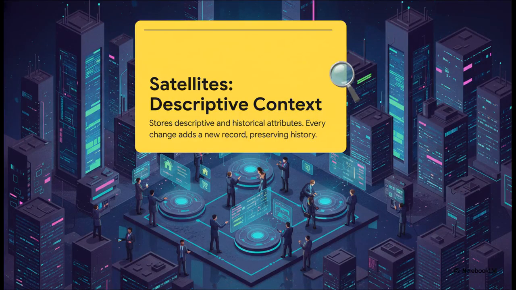And finally, we have satellites. These are the adjectives. Satellites are what attach to the hubs and links, and they store all the descriptive details that are probably going to change over time: a customer's address, an order's shipping status, a product's price. Every time a value changes in the source system, the satellite just gets a new row with a timestamp. Nothing is ever overwritten, and that gives you a perfect audit trail of every single change, forever.